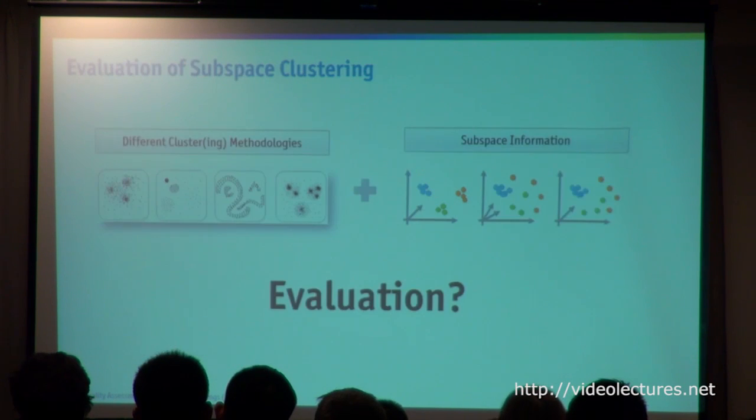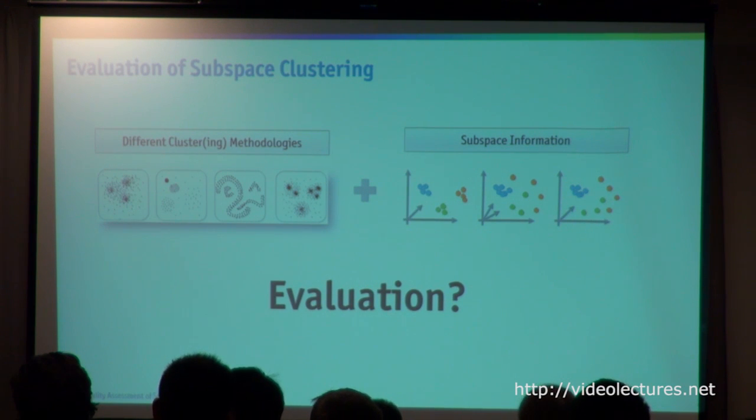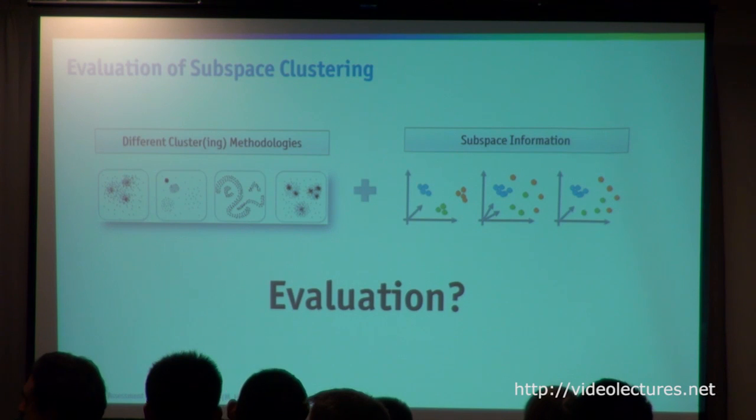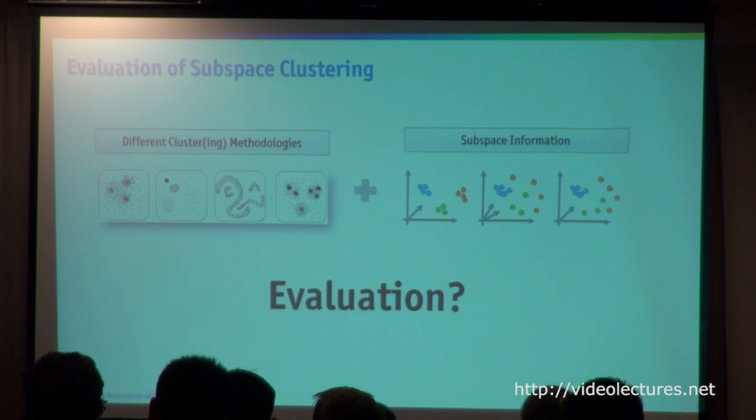We already know from full space clustering that it is very challenging to evaluate and that there is not a single quality measure to say how good a clustering result is, due to the different clustering methodologies like partitioning-based and density-based clustering. The question is now, how can we evaluate subspace clustering if we already know that full space clustering is quite challenging, and now we have additionally the subspace information given.